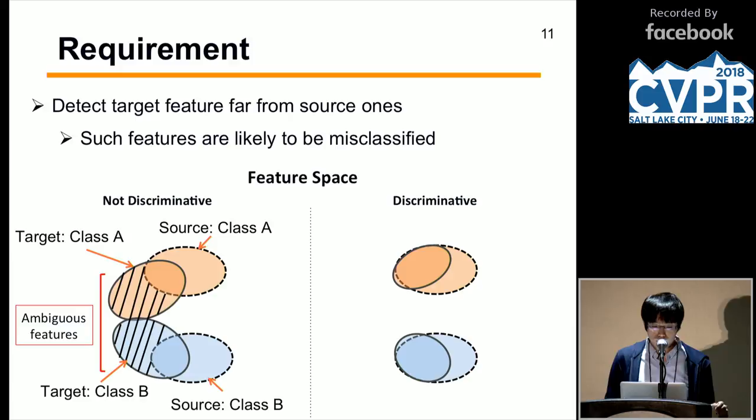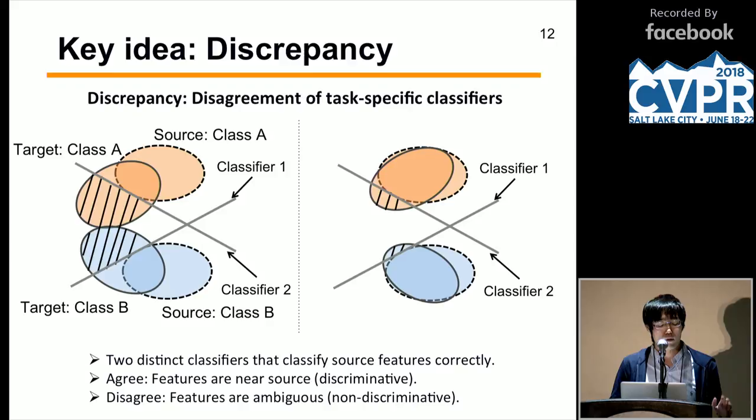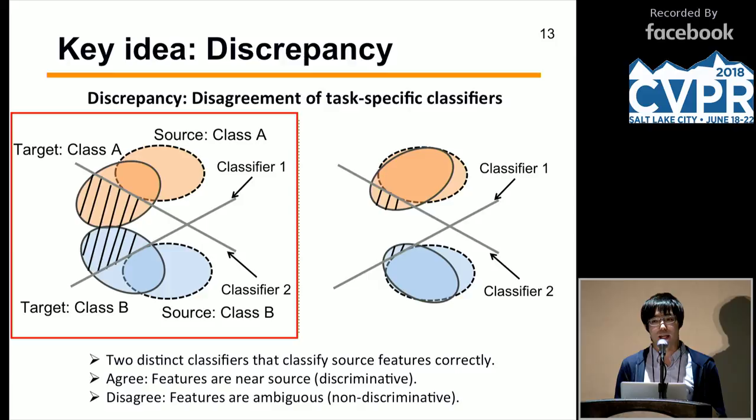I'd like to introduce the key idea in our work. The discrepancy is a key idea in our method. We propose to measure the region by using two classifier disagreement on their predictions. We define discrepancy as a disagreement of two task-specific classifiers' predictions. We train two distinct classifiers that can classify source samples correctly, but we also train the classifiers to have different characteristics for the target features.